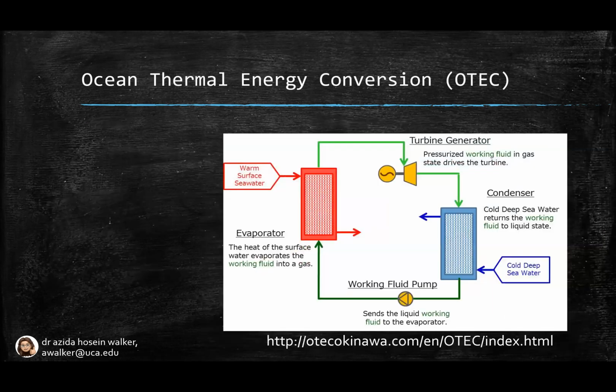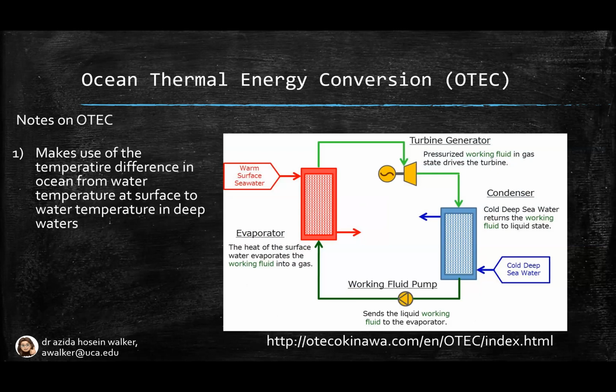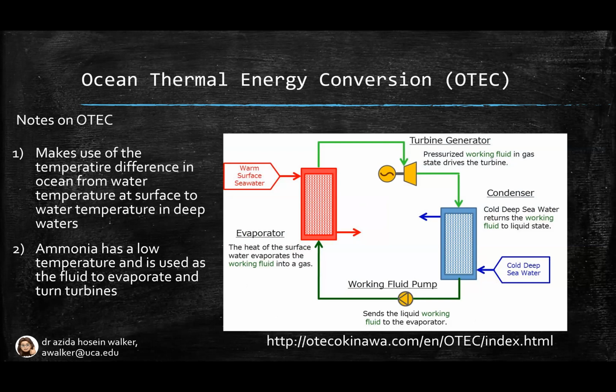The last one we're going to look at is called ocean thermal energy conversion, OTEC. And this makes use of the temperature difference in the ocean, between the water temperature at the surface and the water temperature in the deep waters. And then ammonia, which has a low boiling point, is used as a fluid to evaporate and turn the turbine. So far we've seen that water is what's used, the steam from water is used to turn the turbines. With OTEC, ammonia is used to turn the turbines.